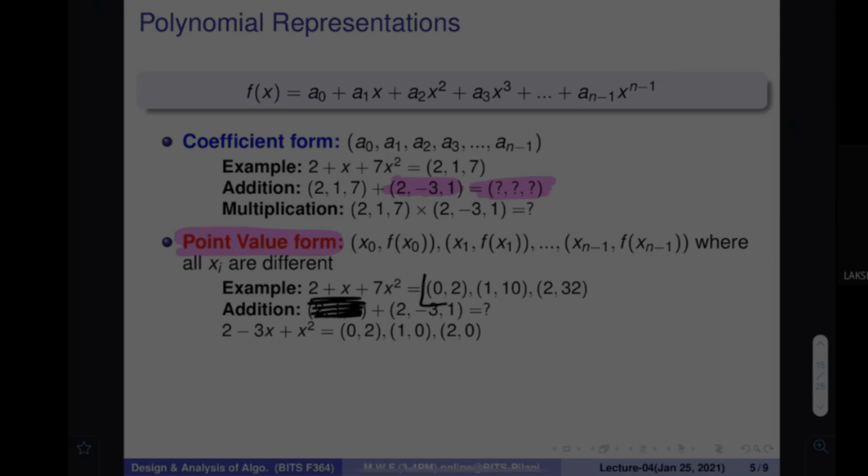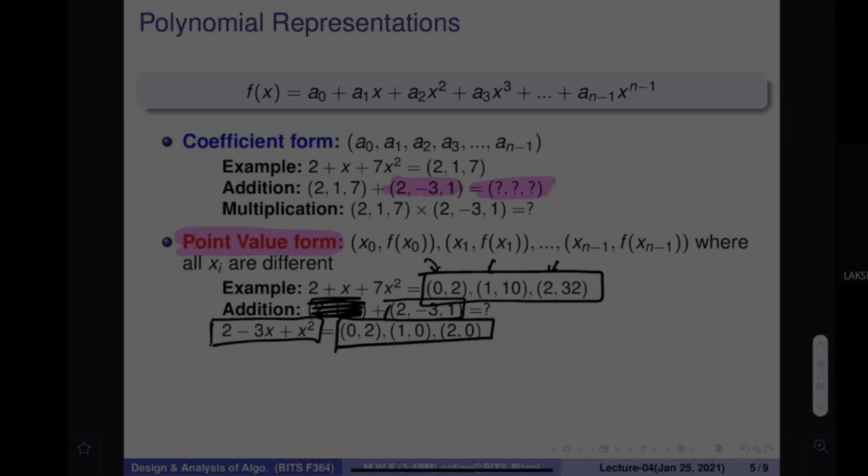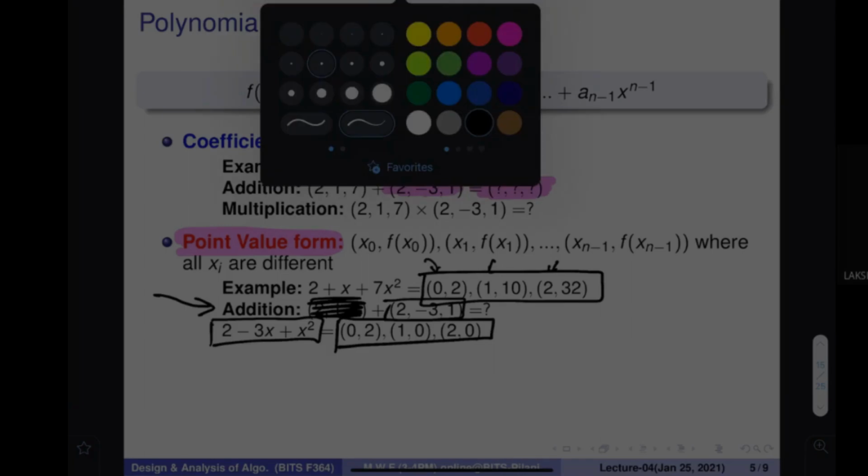And what is the point value representation of this particular polynomial? This. Then what is the point value representation of the second polynomial? We don't know. We have to find this. 2 minus 3x0. For them also, let us find out. Let me take these values for 0, 1, and 2 only. Let's assume that these values for 0, 1, and 2 are given to me. Now I want to find the addition. So everybody can help me.